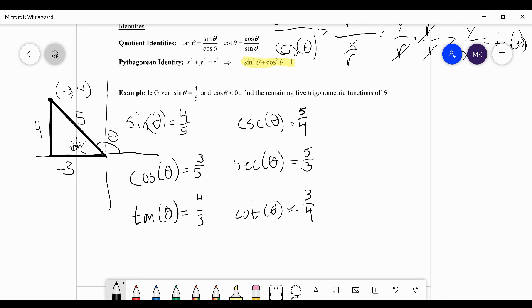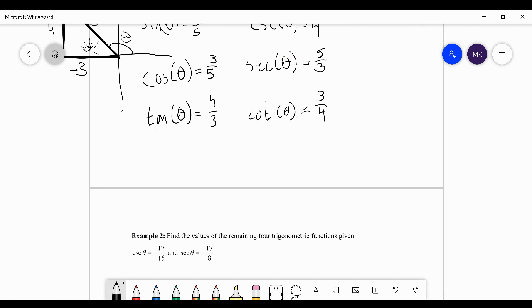So this is a very common problem. I guarantee you're going to see it on a test, if that is any indication that you might want to know how to do these problems.